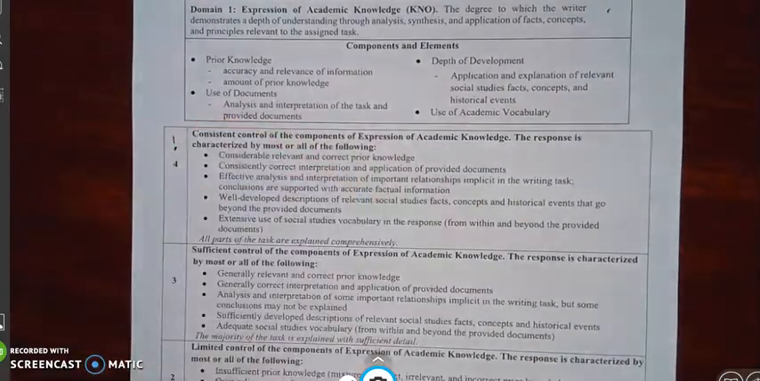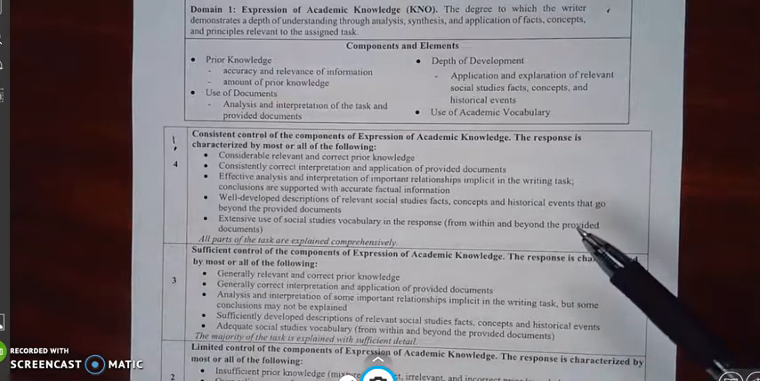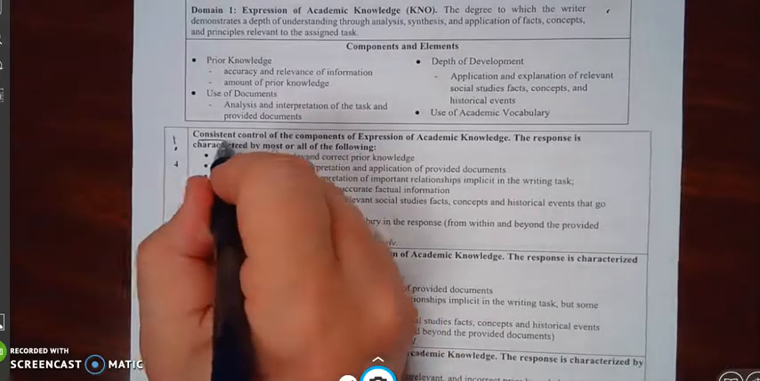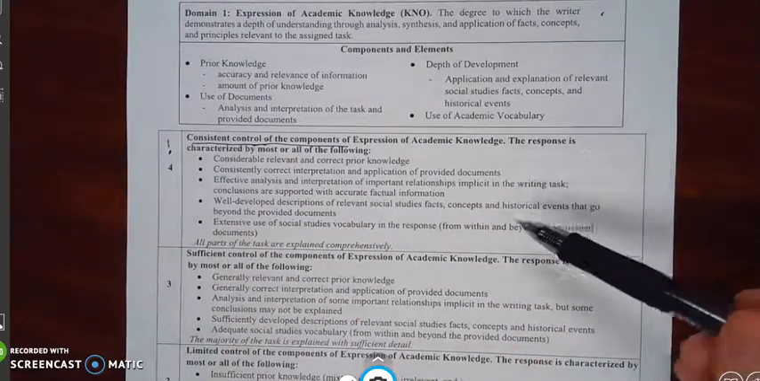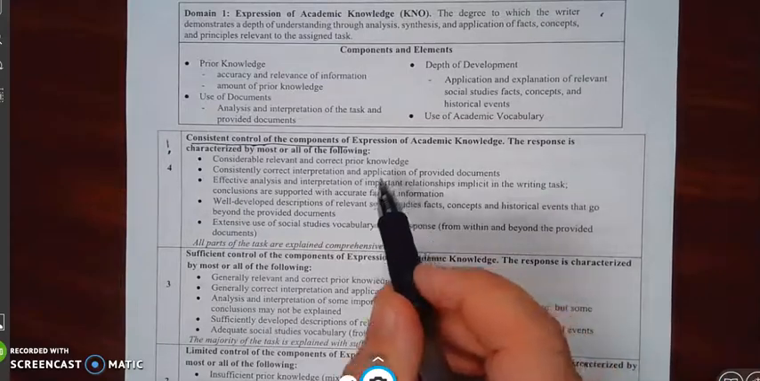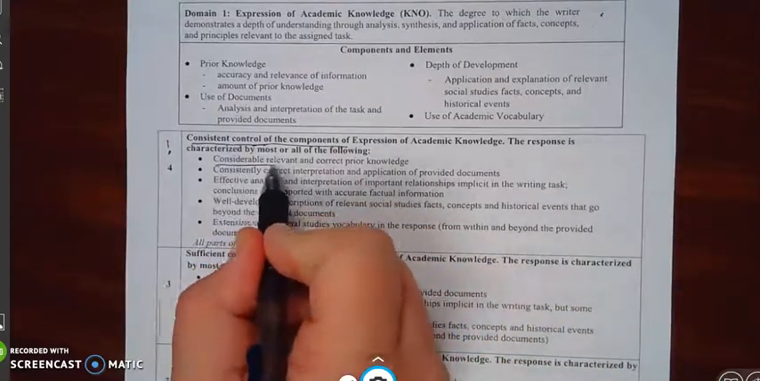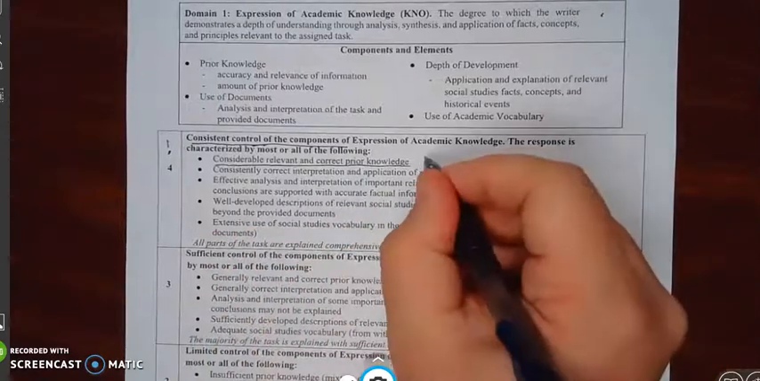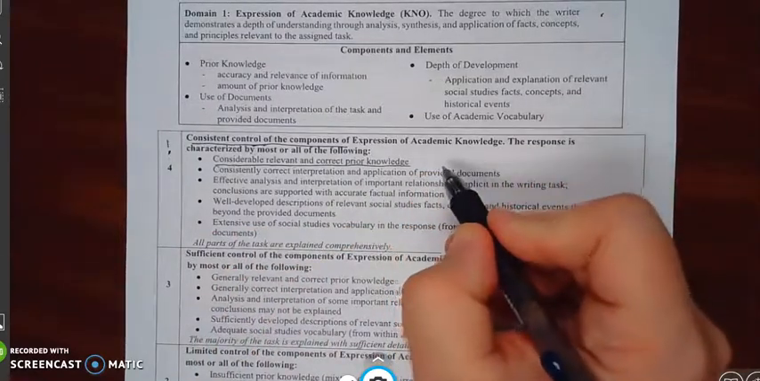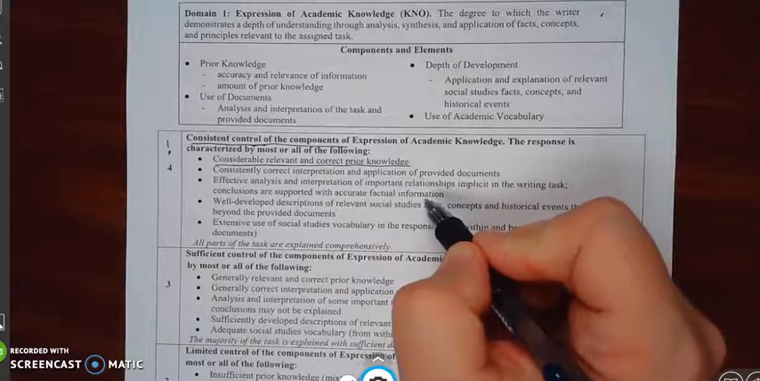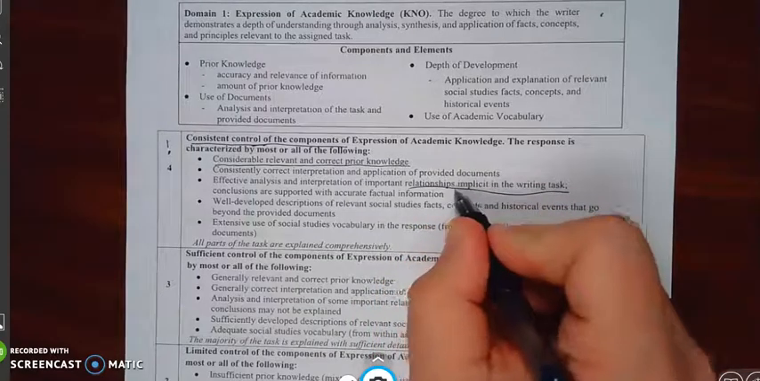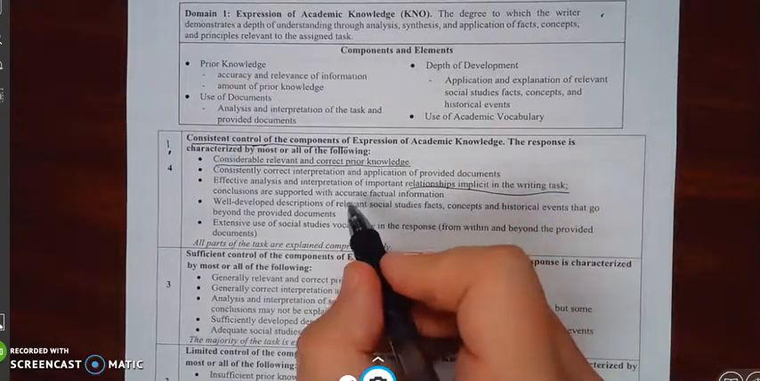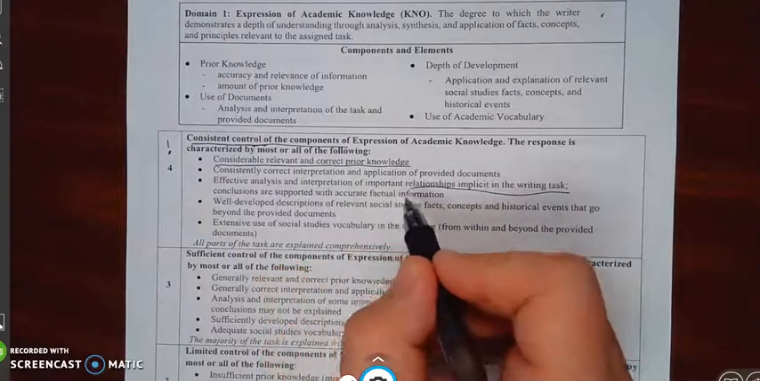This 4 is the exclamation point paper. As a quick reminder, these 4 papers are not perfect papers. They're just consistently good. In this case, the consistent control of the components of the expression of academic knowledge response is characterized by some of these things below here. I'm not going to read all of them to you, but this considerable, relevant, and correct prior knowledge. You are really showing your learning here. You are showing your knowledge on this topic. The effective analysis and interpretation of important relationships implicit in the writing task. So you're exploring those relationships, analyzing them as well. And then you're drawing conclusions that are supported with the factual information.